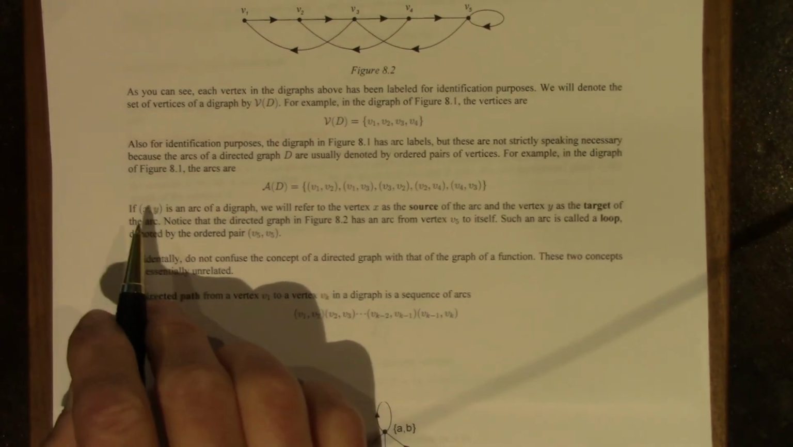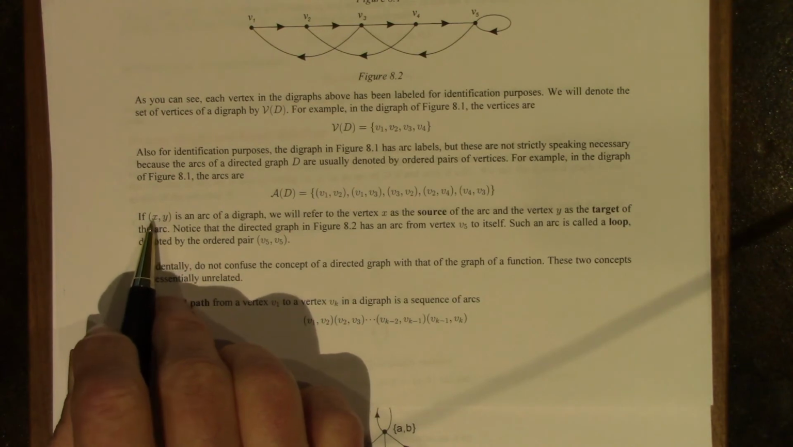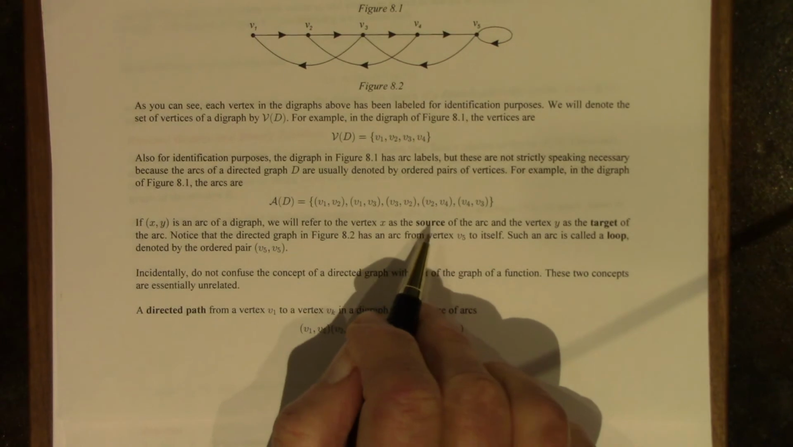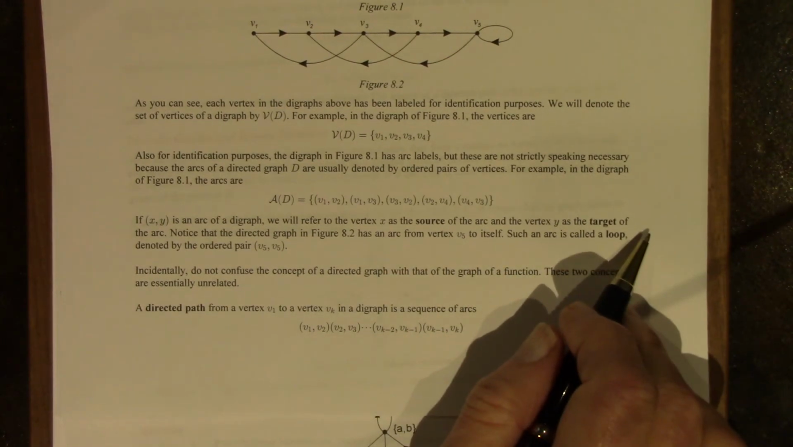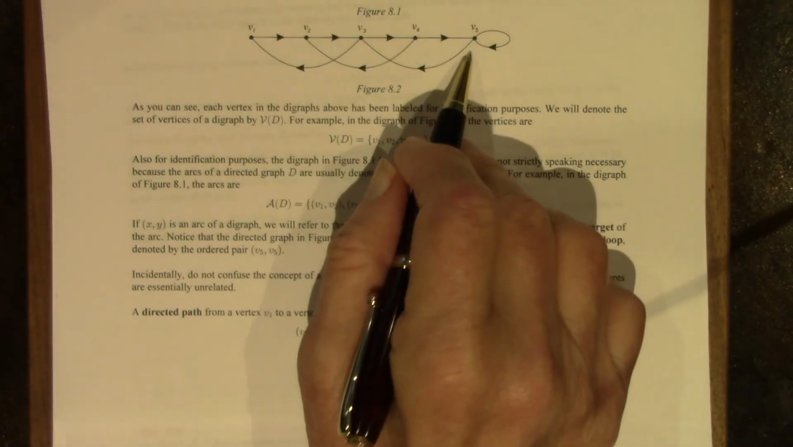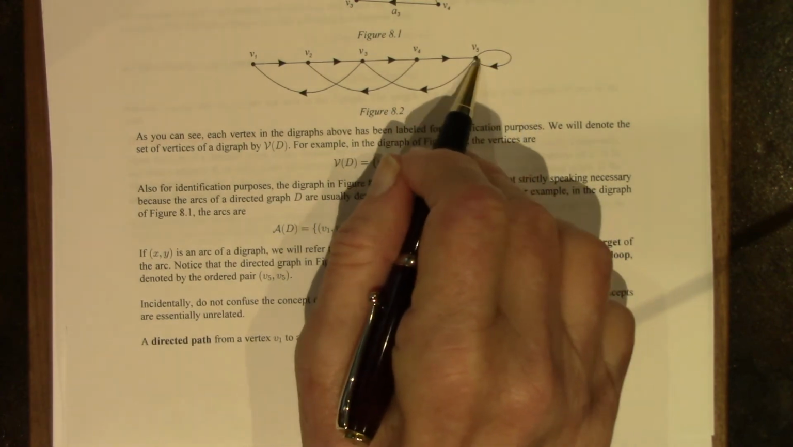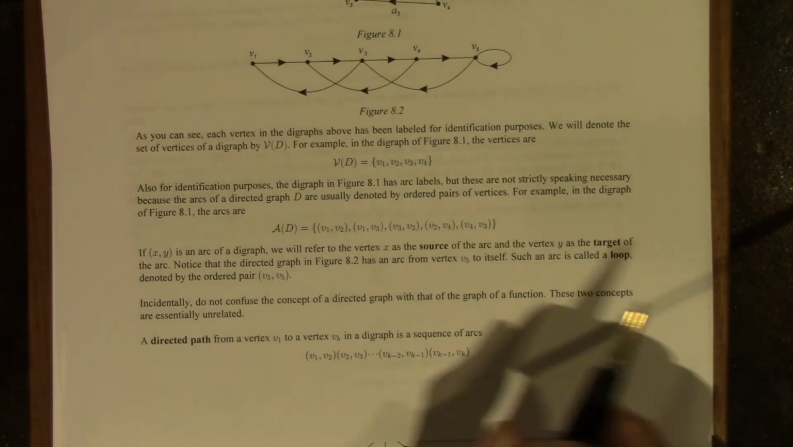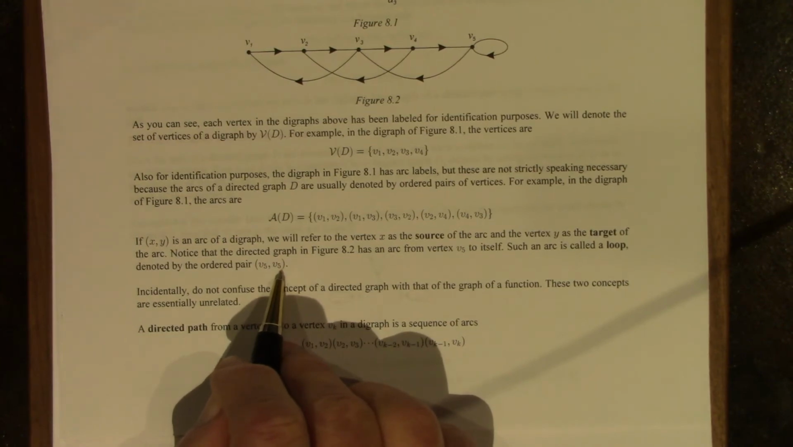If the ordered pair xy is an arc in the digraph, so we've got a directed line from x to y, then x is generally referred to as the source of the arc and y is the target of the arc. In this example, there is an arc going from V5 to itself. These are called loops. And so the ordered pair would be V5, V5.